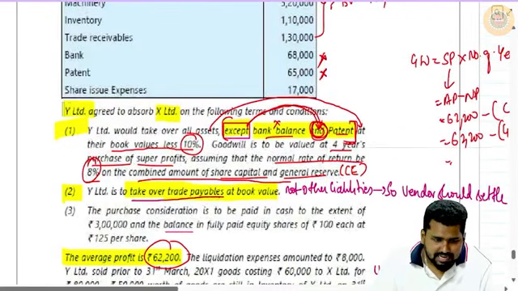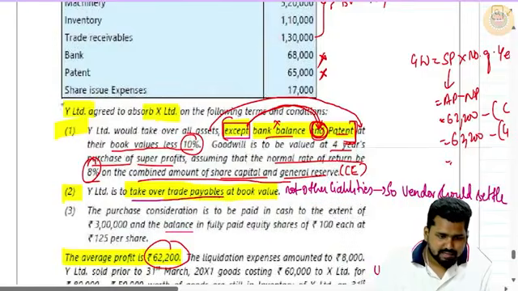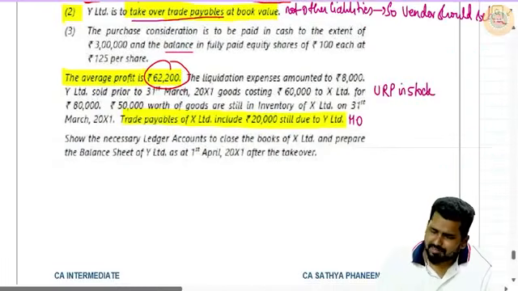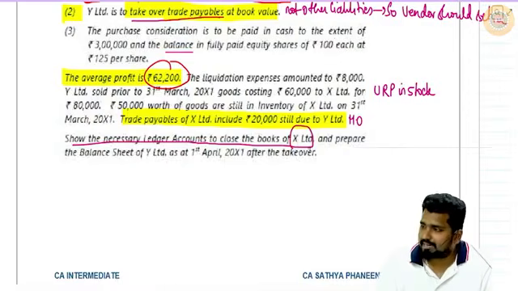Clear? So Y Limited agreed to absorb X Limited. Therefore this fellow is the purchasing company. This fellow is what? Selling company. Clear? Sir, what is the requirement also? We'll see, sir. Always that is important, no? Show the necessary ledger accounts to close which company? X Limited. Selling company ledger, like how we did.